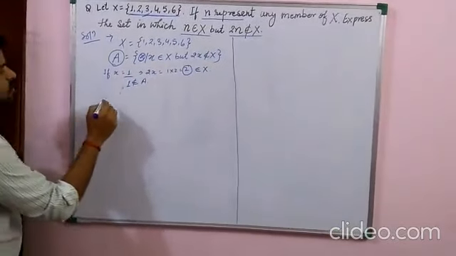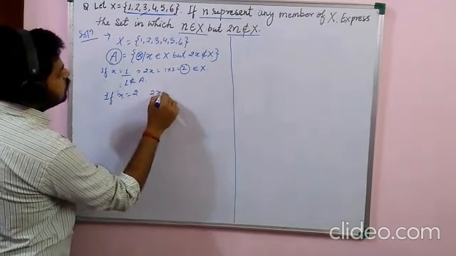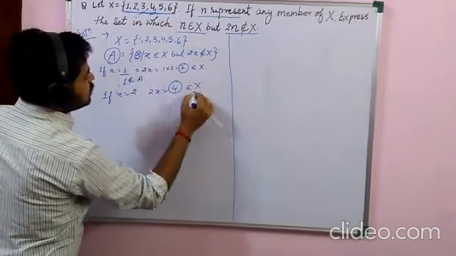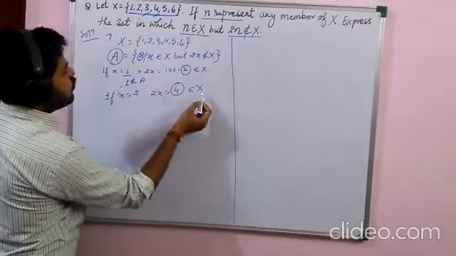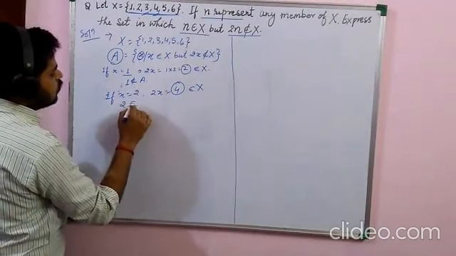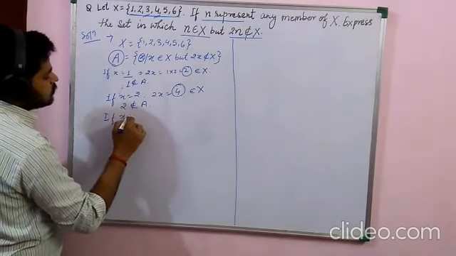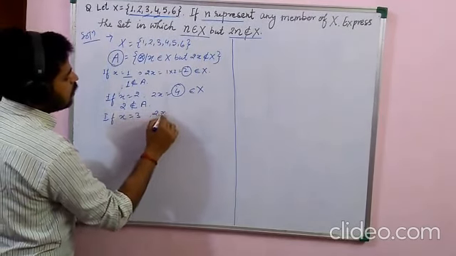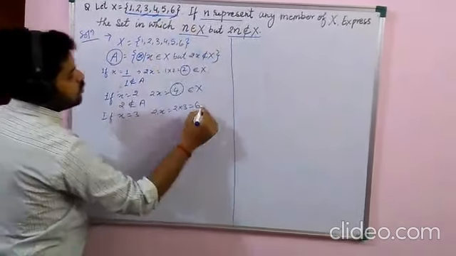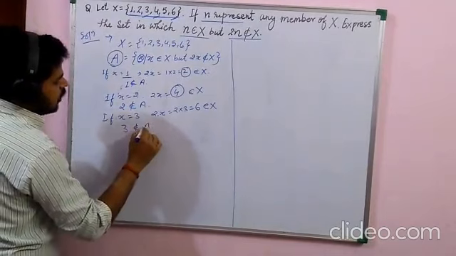Similarly, we will check for x is equal to 2. That means 2x is equal to 4, and this 4 is in this set as well, so 4 belongs to X. We have to find such elements whose twice does not belong to this set. So 2 does not belong to A. Now if x is equal to 3, 2x will be 2 into 3, which is equal to 6. Again this 6 is in the same set, so 6 belongs to X, and again 3 will not belong to A.